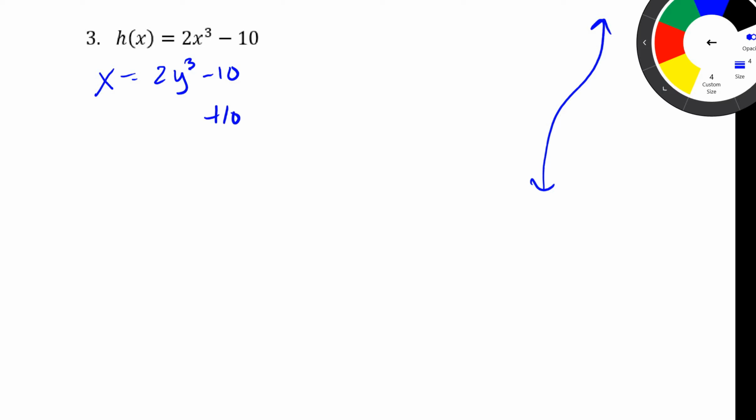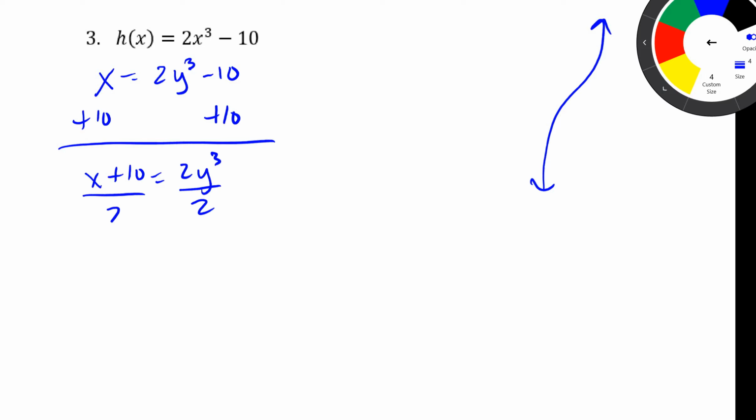So I'm going to add 10 to both sides. That gives me x plus 10 equals 2y to the 3rd power. And then I'm going to divide everything by 2. So that's going to give me 1/2 x plus 5 equals y cubed. Now I don't want y cubed, I want y. Now this is where we could do 2 different things. So I'm going to outline 2 different methods that you could have done.